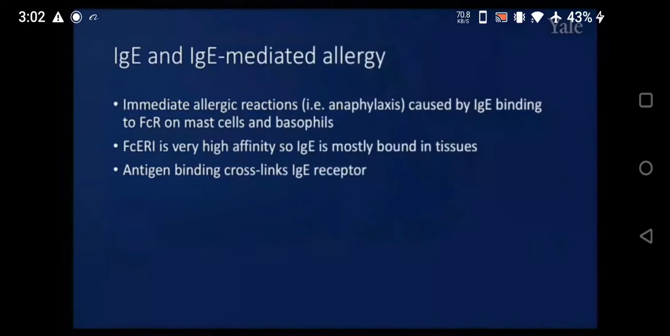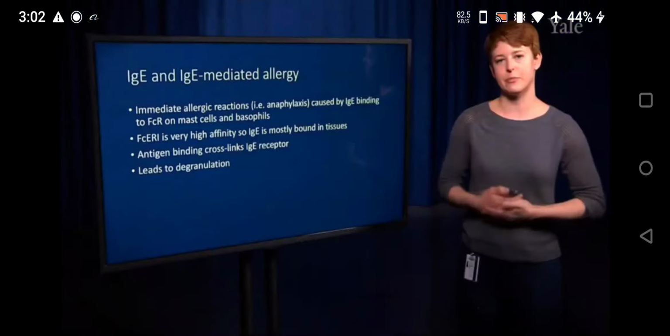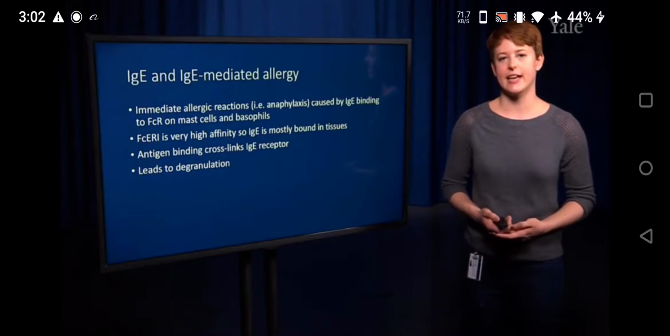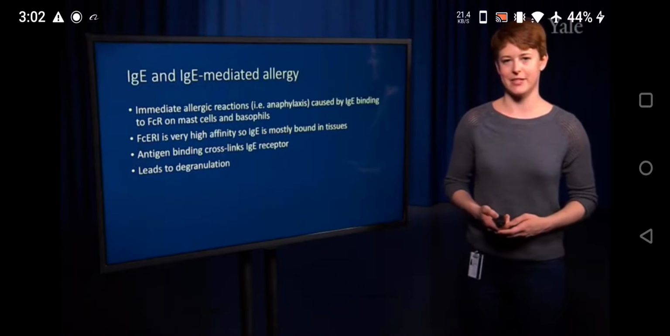So when these IgE antibodies bound to the cell surface come into contact with their antigen, this antigen will cross-link multiple IgEs on the Fc receptors, and this will lead to degranulation by mast cells, which is where mast cells release pre-made chemicals held in granules, and we'll talk about what makes up these granules in a bit more detail later.